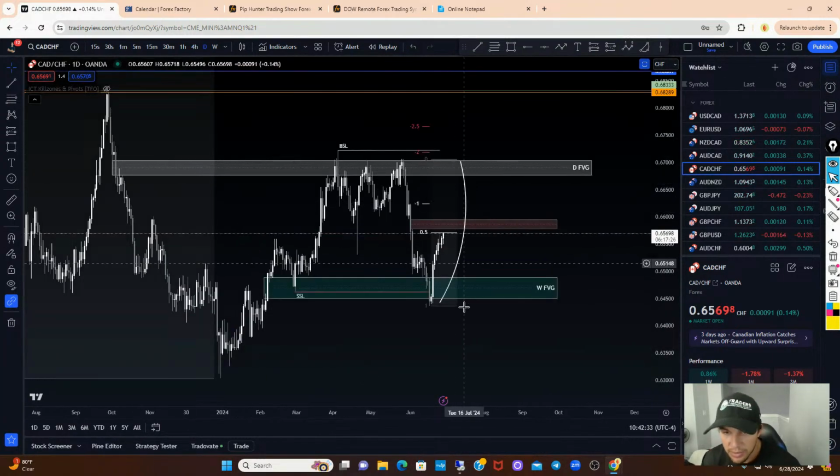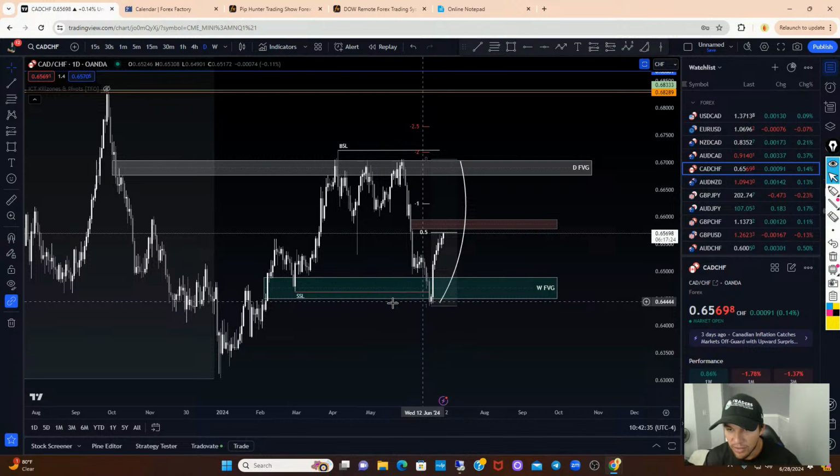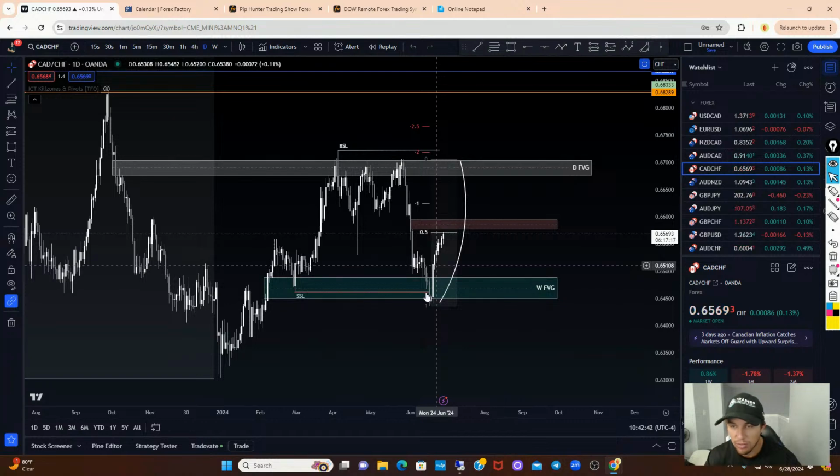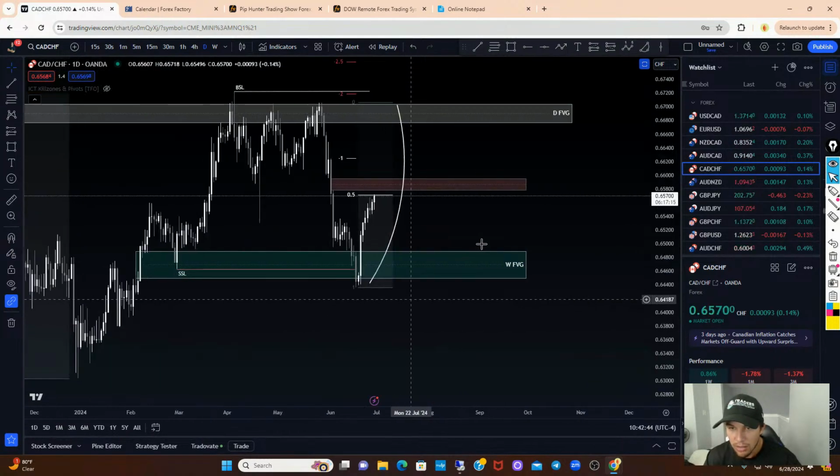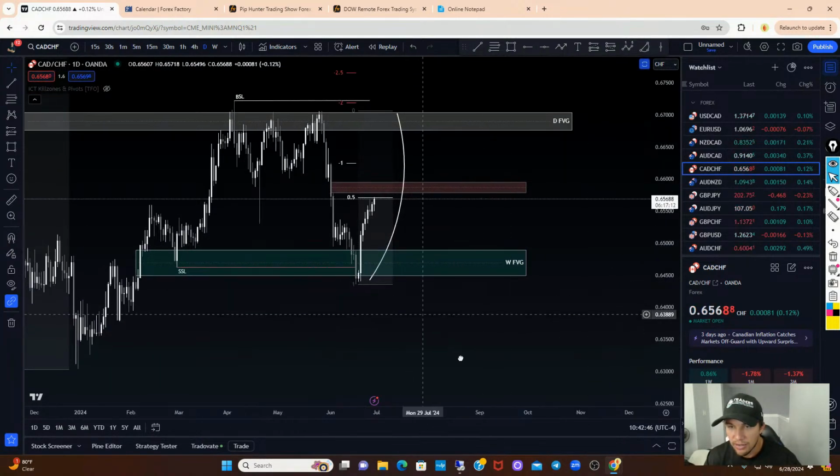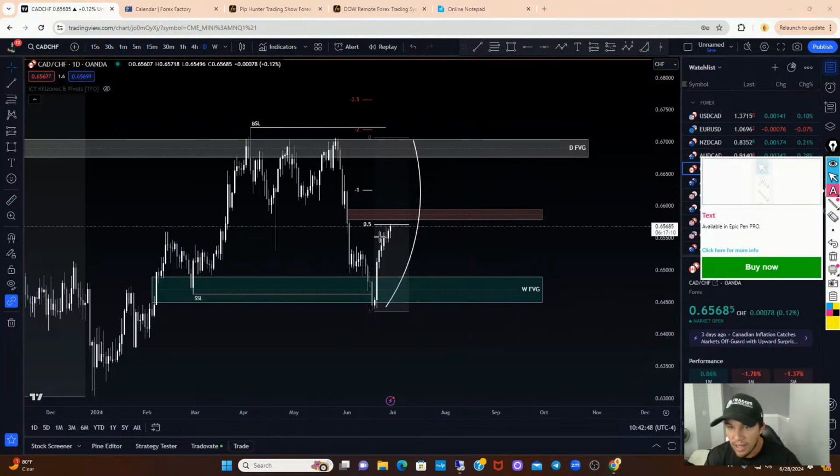So looking at the CAD Swiss, we had this big move to the downside, swept sell side, retested this weekly fair value gap, rejected off it. We see some good displacement. You're looking at the daily. That's a good thing to see here, because what we want to anticipate now is that we had this accumulation.